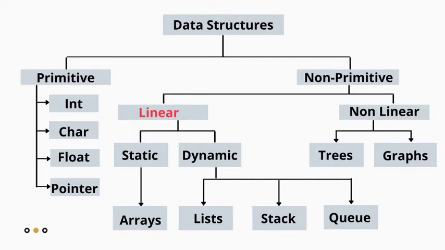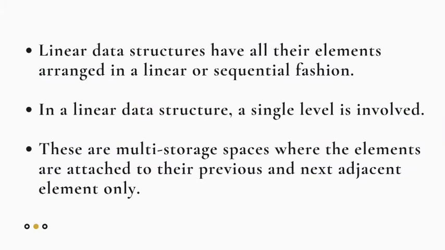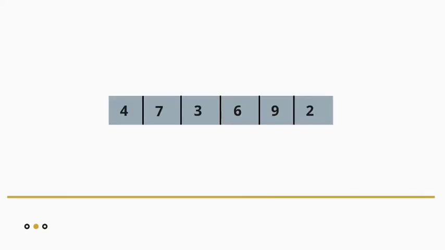For a first, the linear type. As the name suggests, these data structures have all their elements arranged in a linear or sequential fashion. In linear data structure, a single level is involved. Therefore, we can traverse all the elements in single run only. These are multi-storage spaces where the elements are attached to their previous and next adjacent element only. Array is a great example of linear data structure.